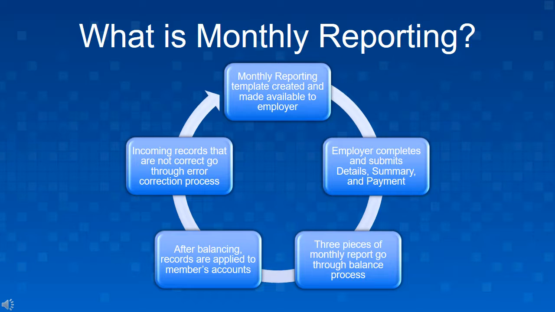After the Kentucky Retirement Systems receives all three parts of the monthly report from the employer, they are reviewed during a balancing process to determine if there is any monetary discrepancy between the details, summary, or payment. Following the balancing process, each member detail record is loaded to their specific retirement account, unless a record is found to be incorrectly reported. Then, a representative of the Employer Reporting Compliance and Education Division will correct the error so the record can post to the member's retirement account.